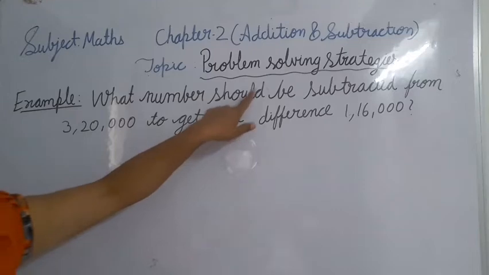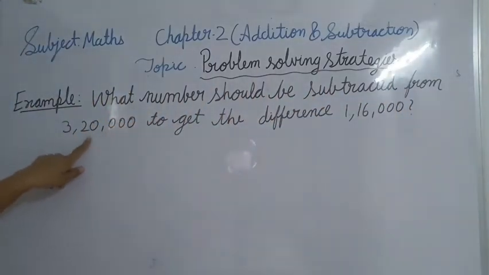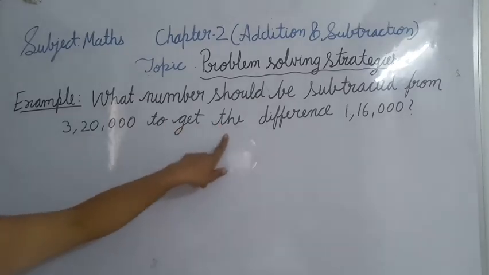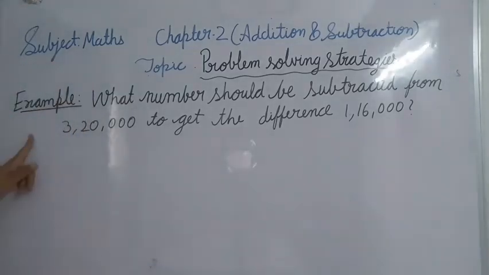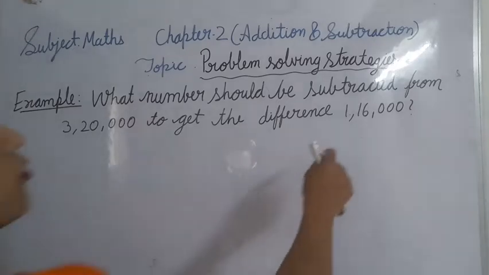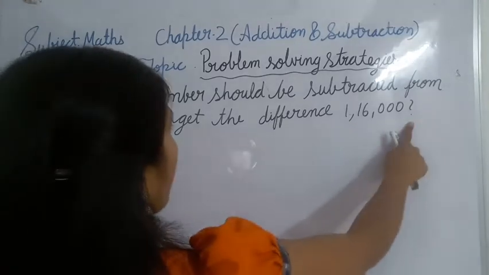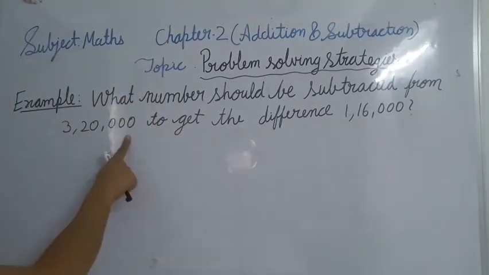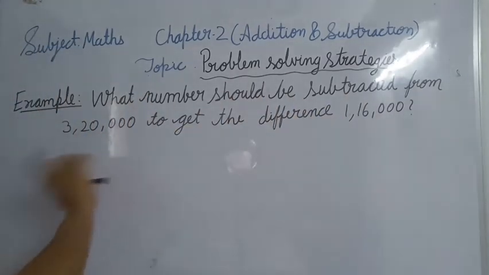What number should be subtracted from 3,20,000 to get the difference 1,16,000? Yes, so first we have read the problem. What is the second step? Observe and understand. So what we have observed here is that 1,16,000 is smaller, meaning the difference we have is smaller, and this one is the bigger number here.